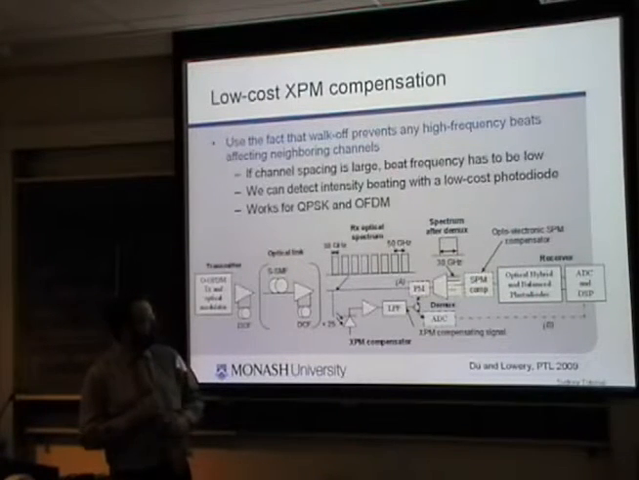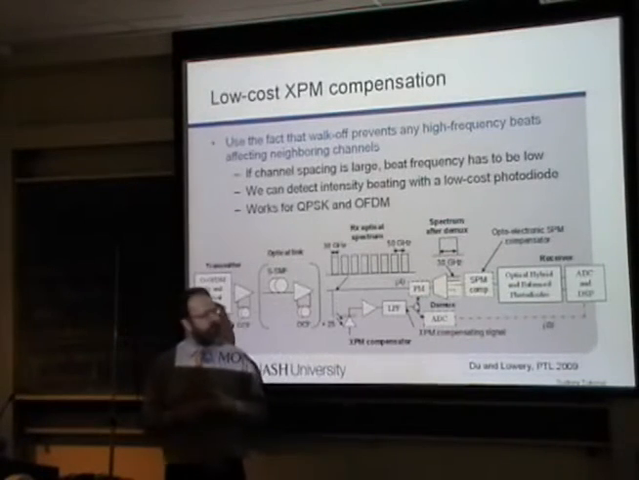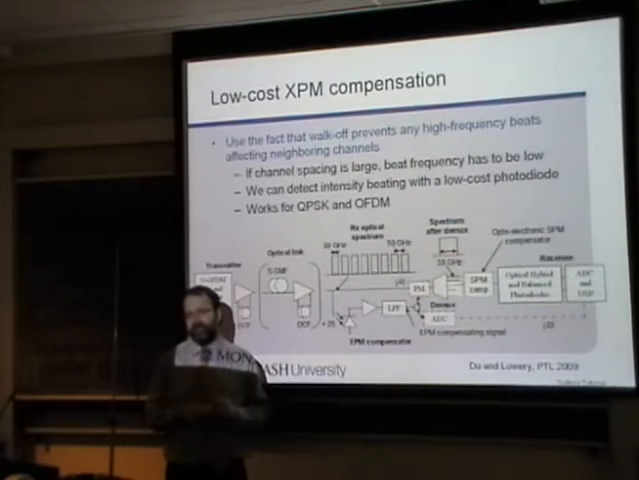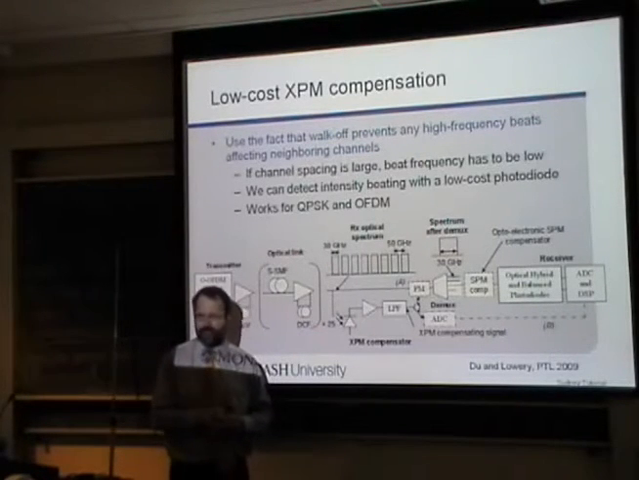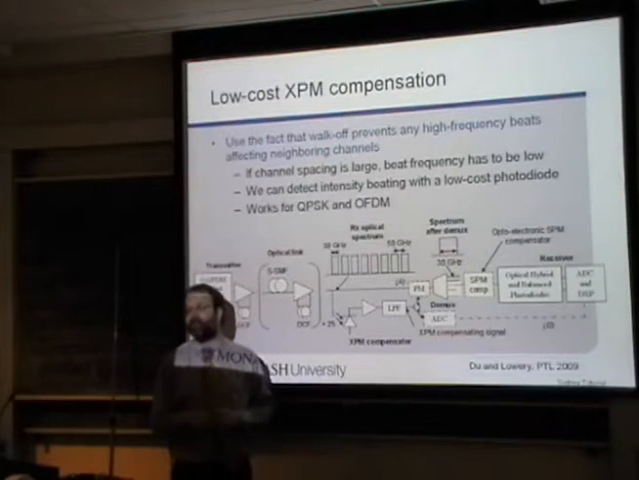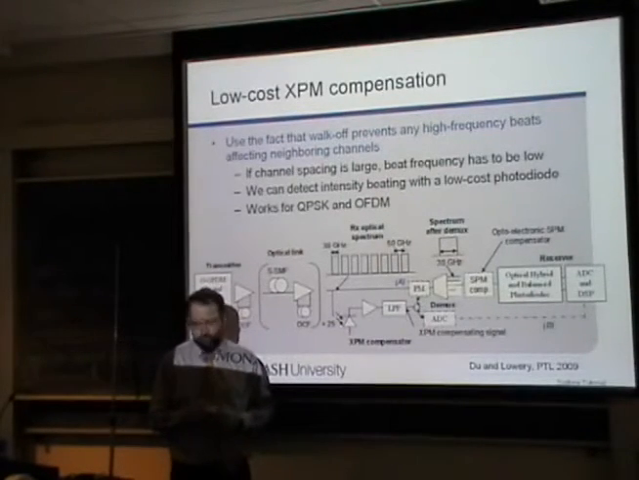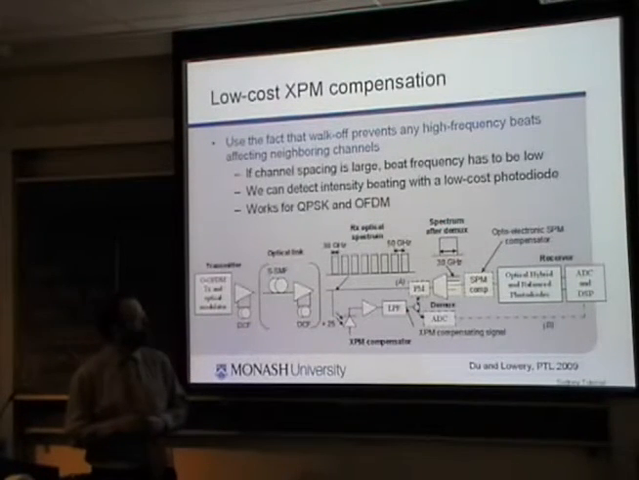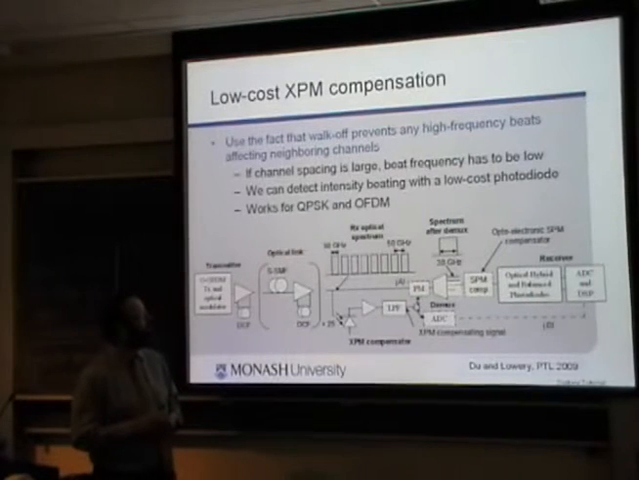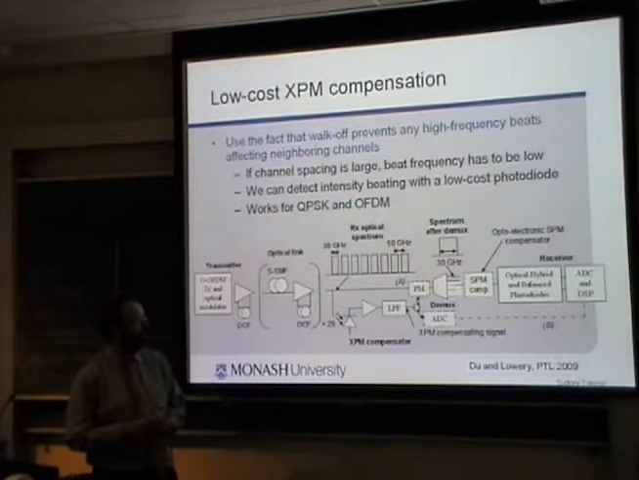Other things, well, this is a poor man's mid-span spectral inversion. So ultimately, if you put a phase conjugator in the middle of the link and make all the blues reds and the reds blues, then you can actually use the fibre itself to compensate for the whole of XPM and four-wave mixing. The issue there is always finding the middle of the link.